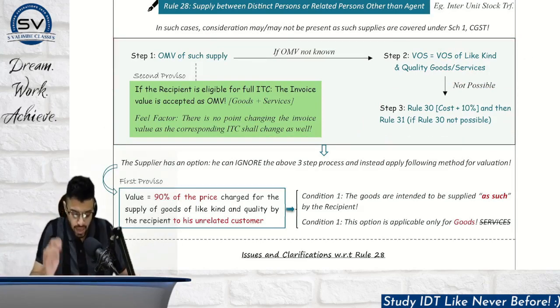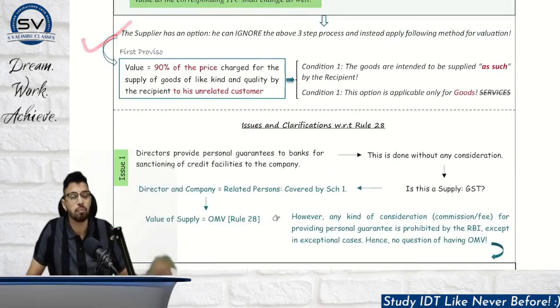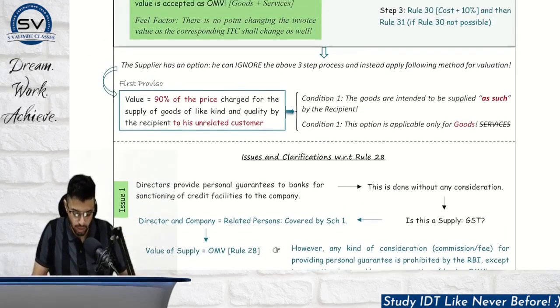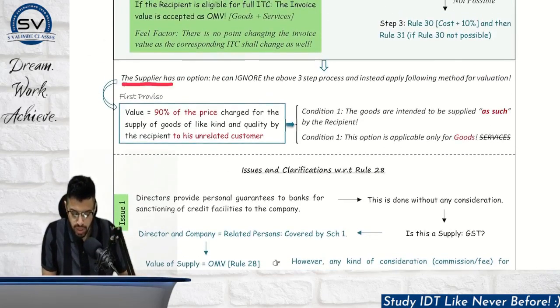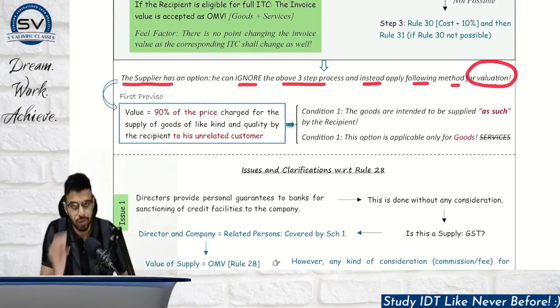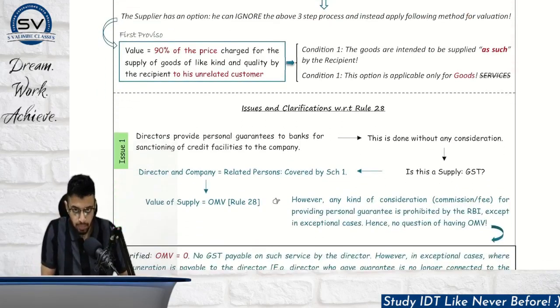Now, please understand that the supplier has an option. He can ignore step number 1, step number 2 and step number 3, and he has some other option, but this other option that I'm going to talk about is applicable only in case of goods, not services. Now let's see. The supplier has an option. He can ignore the above 3-step process and instead apply the following method of valuation. What is that valuation method?